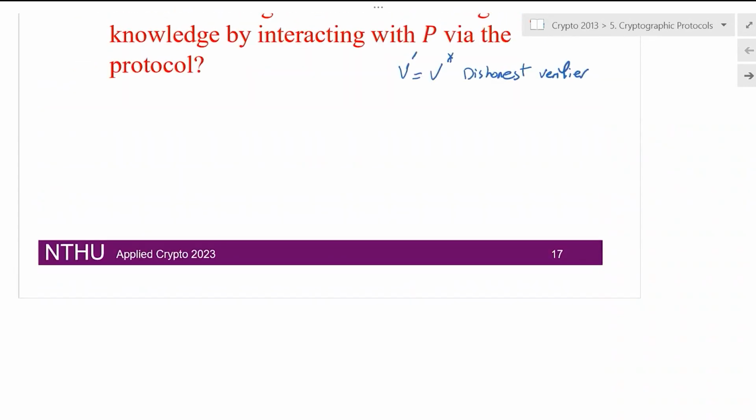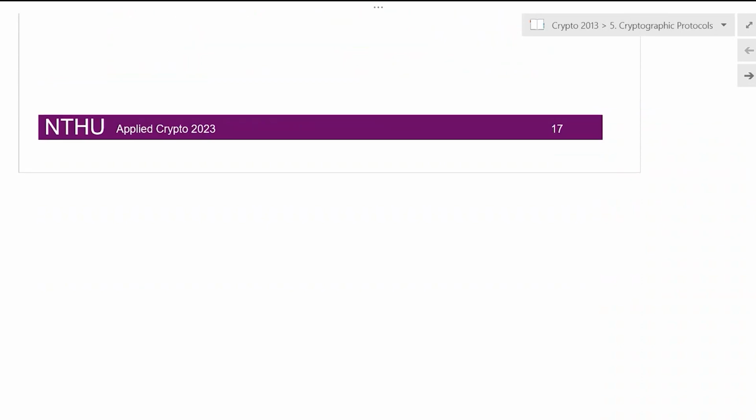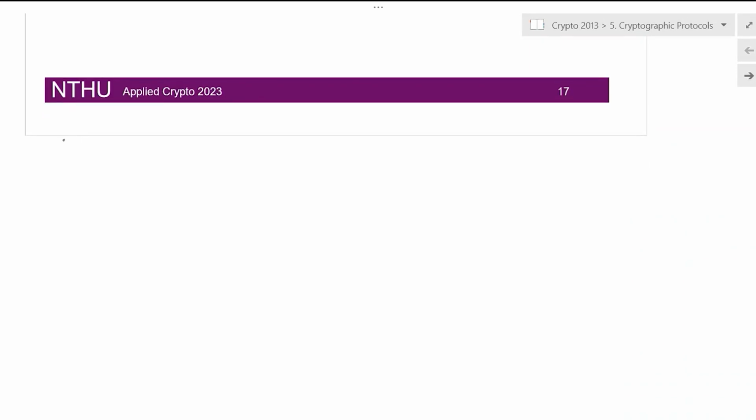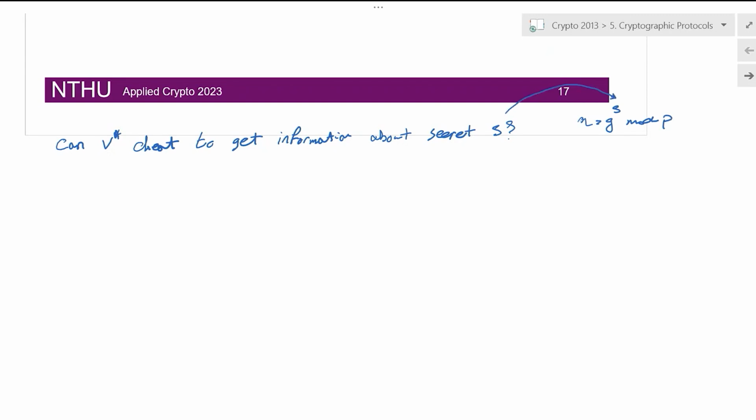So I'm going to expand over here before we go and see any of this construction, so we get a bit more idea of what is going on with the claim that we are making here. The question that we want to answer is, can V star, the dishonest verifier, cheat to get information about the secret S, where remember that X equals G to the S mod P, and we are talking about this X, this S. Okay, so this is the question that we want to answer.